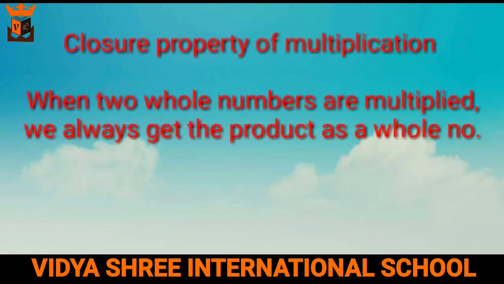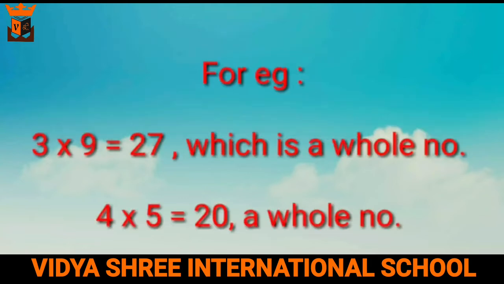Second one, closure property of multiplication. When two whole numbers are multiplied, we always get the product as a whole number. For example, 3 multiplied by 9 is equal to 27, which is a whole number. 4 multiplied by 5 is equal to 20, which is again a whole number.